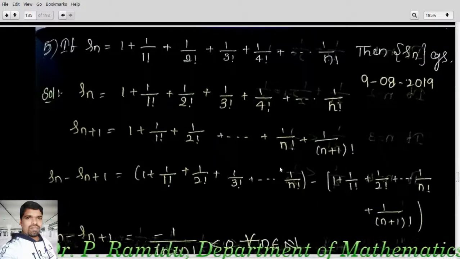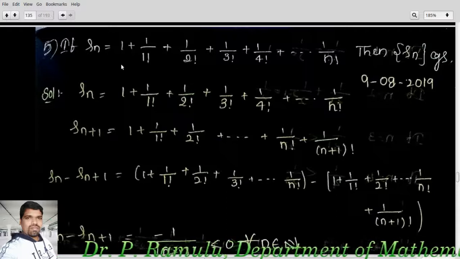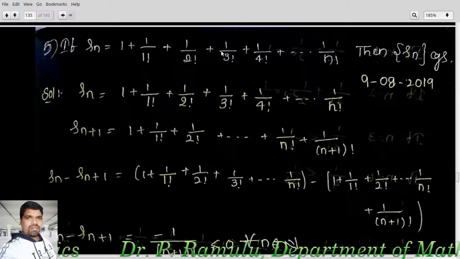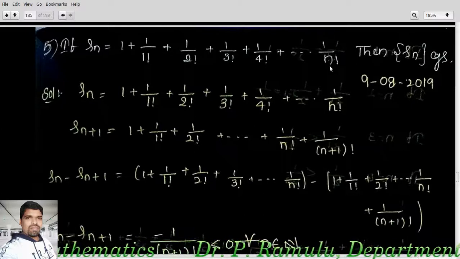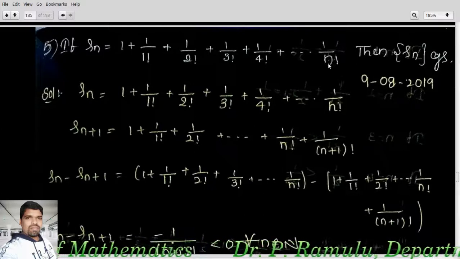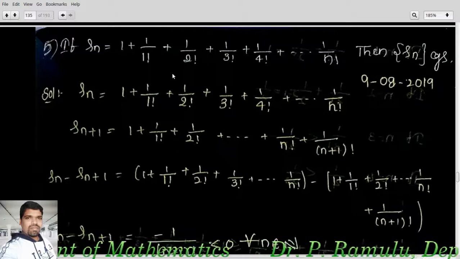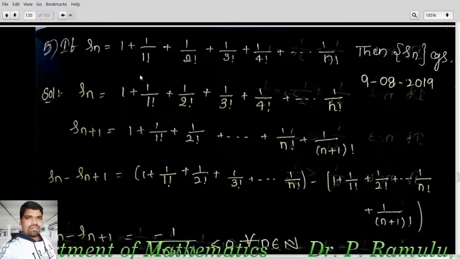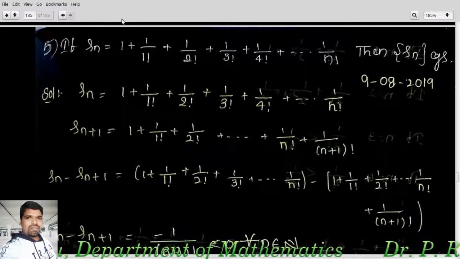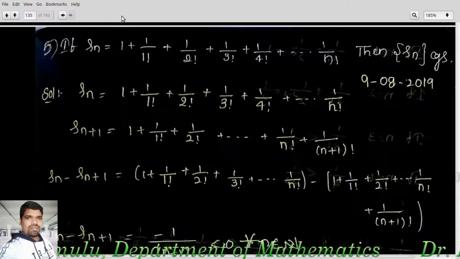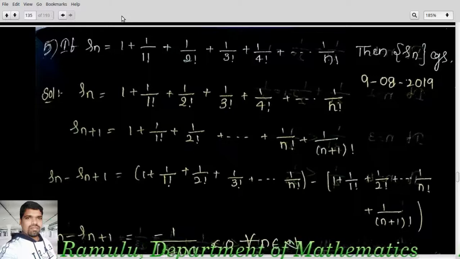Okay, now this is a different problem. If Sn equals 1 plus 1 by 1 factorial plus 1 by 2 factorial plus 1 by 3 factorial plus 1 by 4 factorial plus and so on up to 1 by n factorial, then show that Sn converges. Here I am taking Sn equal to 1 plus 1 by 1 factorial plus 1 by 2 factorial plus 1 by 3 factorial plus up to 1 by n factorial.